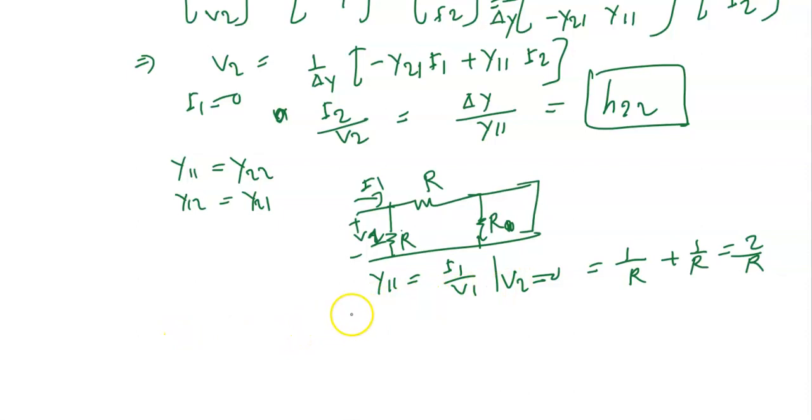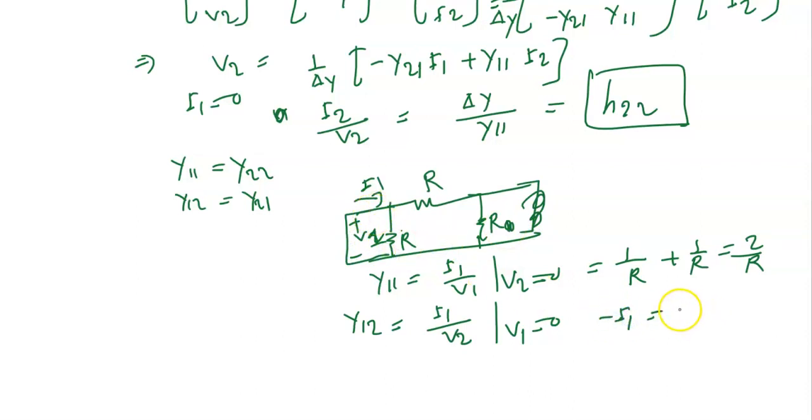And y12, which is equal to I1 upon V2 when V1 is equal to 0. So from this circuit, we put V1 equal to 0. So minus I1 is equal to V2 upon R. So y12 is equal to I1 upon V2, which is minus 1 upon R.